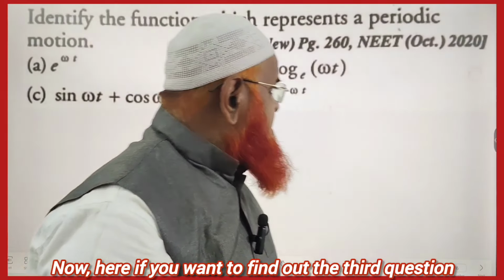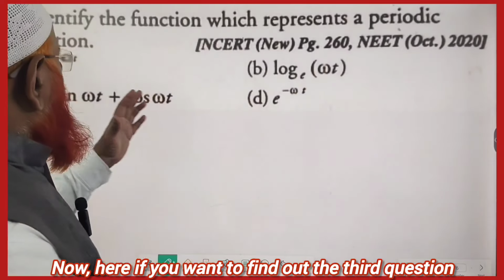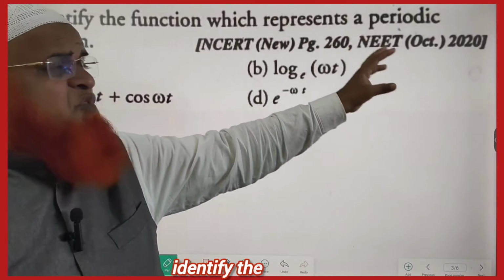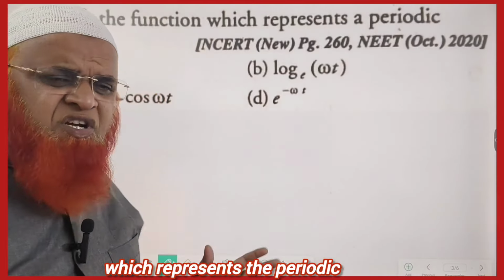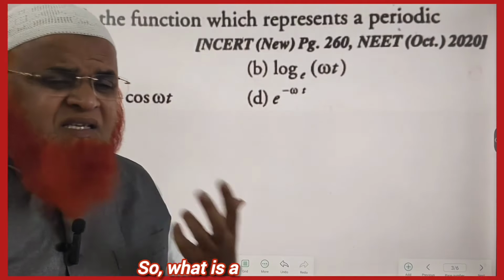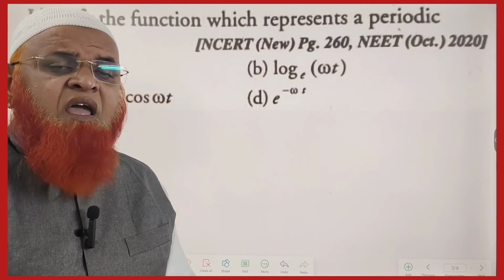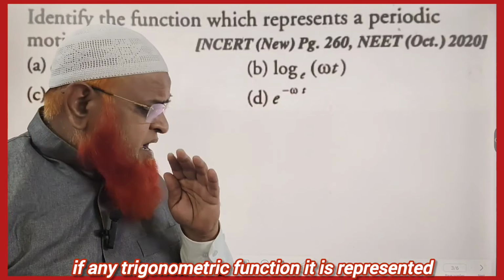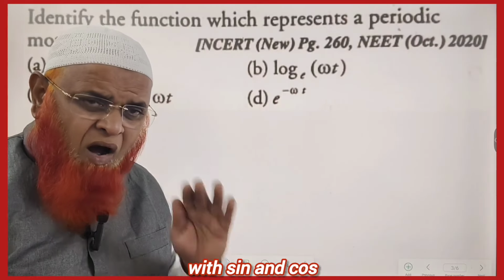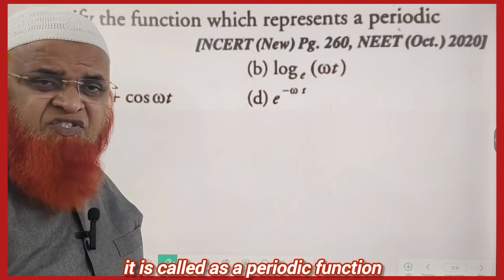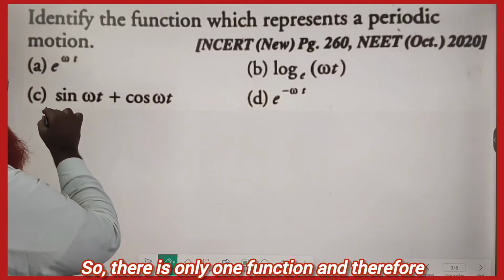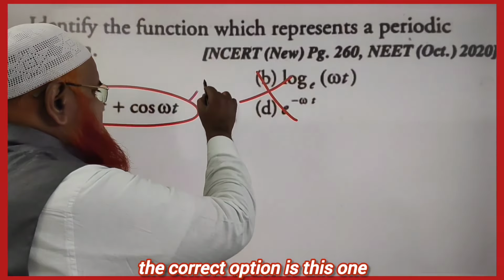Now, the third question: identify the function which represents the periodic motion. So what is a periodic motion? I just told you. If any function is represented with sine and cos, it is called a periodic function. So there is only one such function, and therefore the correct option is this one.